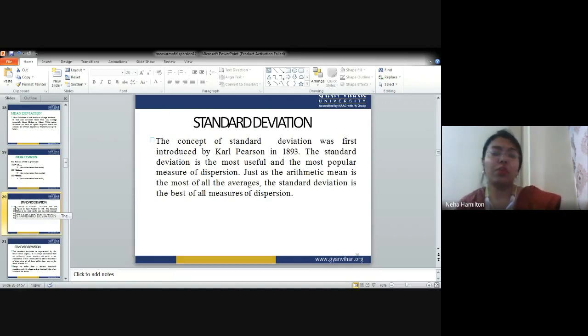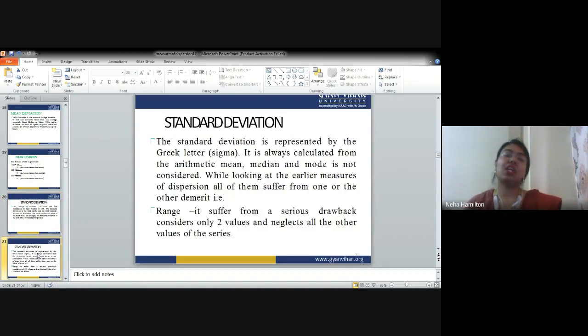Now, when we talk about standard deviation, we have to remember the name of the gentleman who came up with this idea. His name is Karl Pearson, and it was introduced in 1893. This is the most useful and most popular method of dispersion. The standard deviation is the best of all the measures, the best way through which you can find out the dispersion of your population.